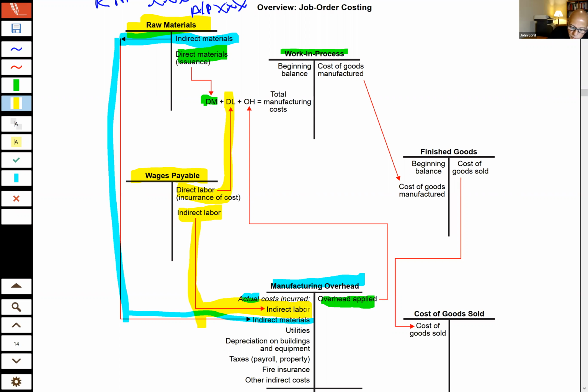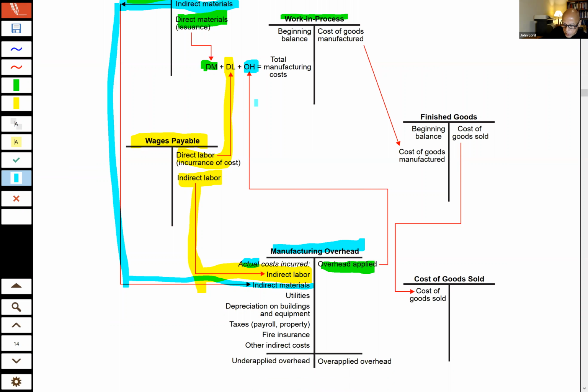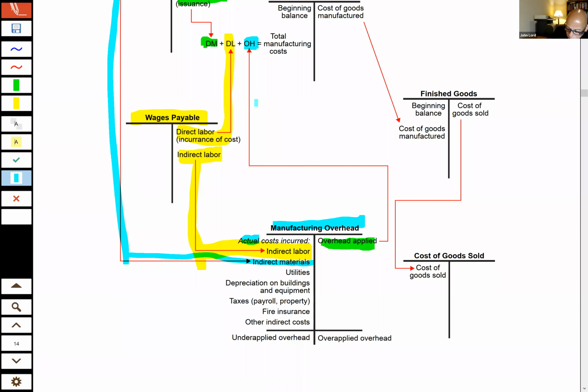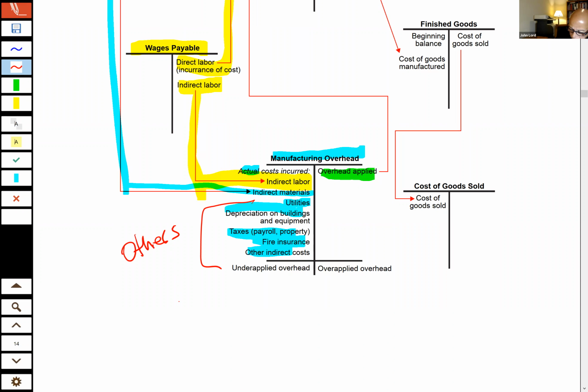Okay, so we've got our direct material, we've got our direct labor. Now, we also have to consider our other manufacturing costs, which is our overhead. And notice, guys, we've got our direct material, our direct labor sitting there, our indirect materials, our indirect labor sitting there. But then we have what I call the others, right? All these different things, and I just put them in the category of others that tend to be indirect.